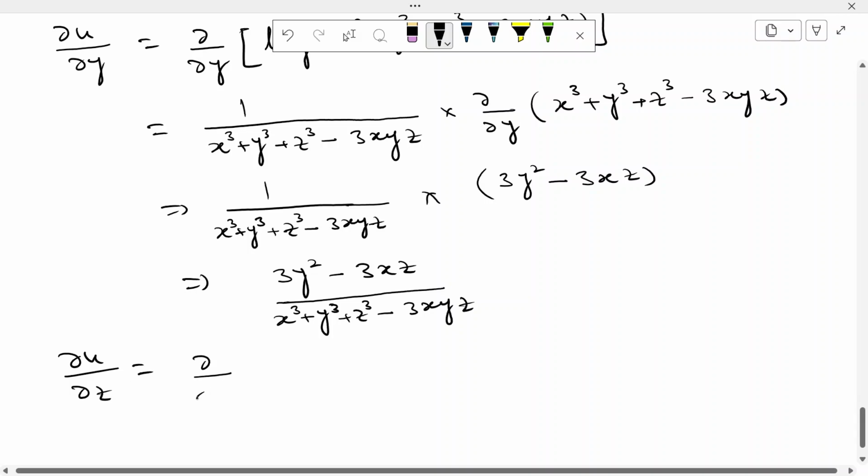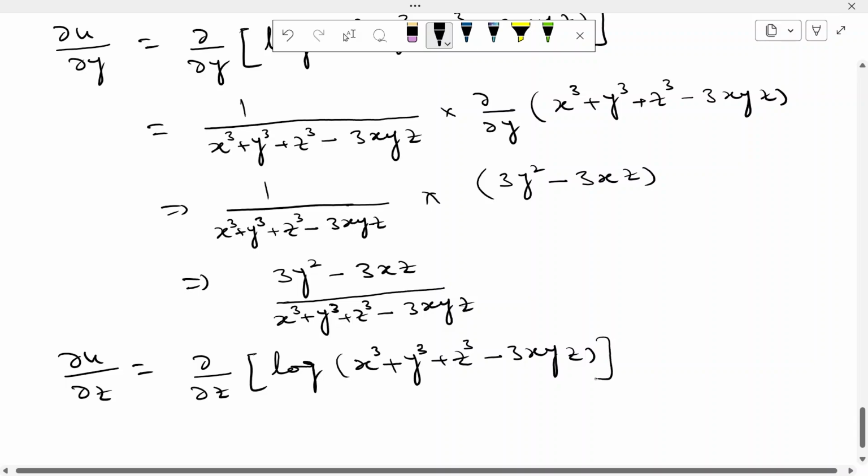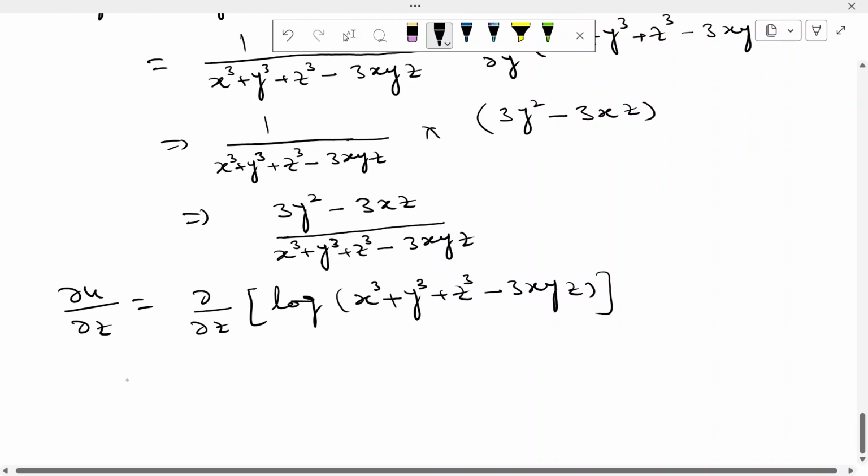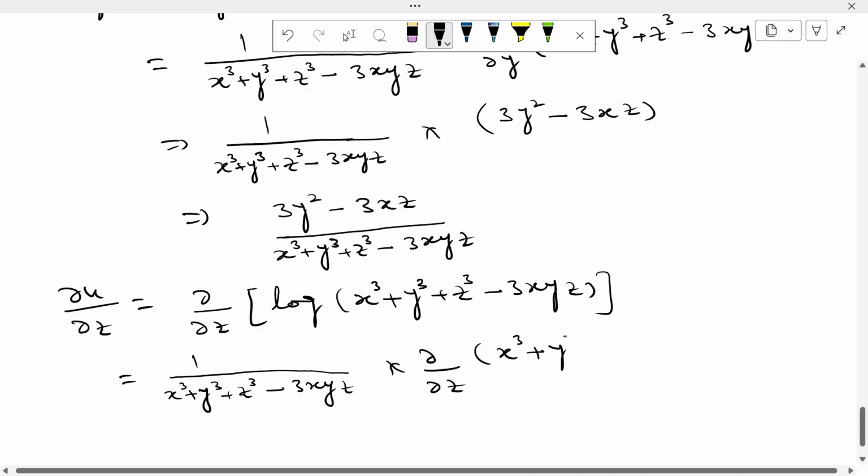And lastly we will find del u over del z. So this will be del over del z. Now we are putting again the expression of u, which is log of x cube plus y cube plus z cube minus 3xyz. So this is again 1 over x cube plus y cube plus z cube minus 3xyz, and the partial derivative of this expression with respect to z.